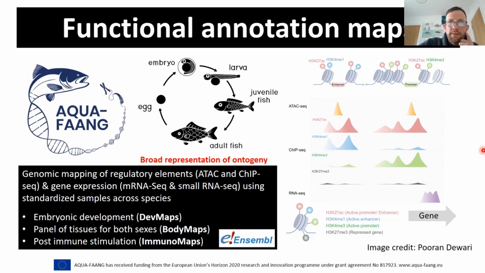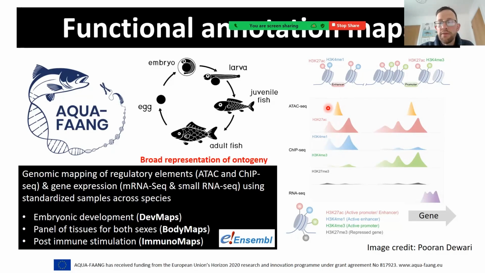So the different types of functional genomic data generated are summarized on this figure on the right, which was made by Paran, a postdoc in my group. We've generated ATAC-seq data, which allows us to identify open chromatin regions that are accessible for transcription, and then ChIP-seq data allowing histone modifications to be quantified.